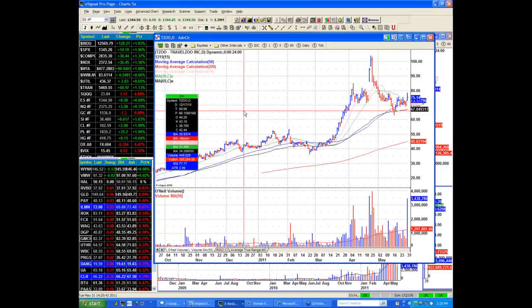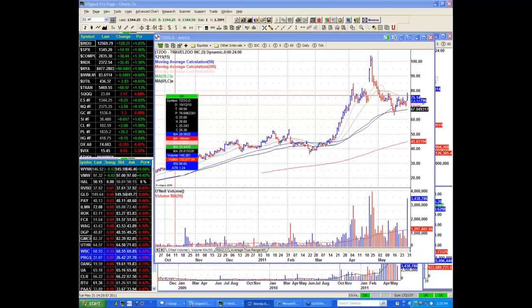You know, I don't have too much to say about SodaStream, SODA. Someone's asking us about that. It just broke out of this kind of loose base, and it's continuing higher. So it's not acting badly, but I generally don't traffic in that stock. It's been kind of erratic, but doesn't look too bad. It's got good numbers. So, you know, if you bought the breakout, it's acting okay.